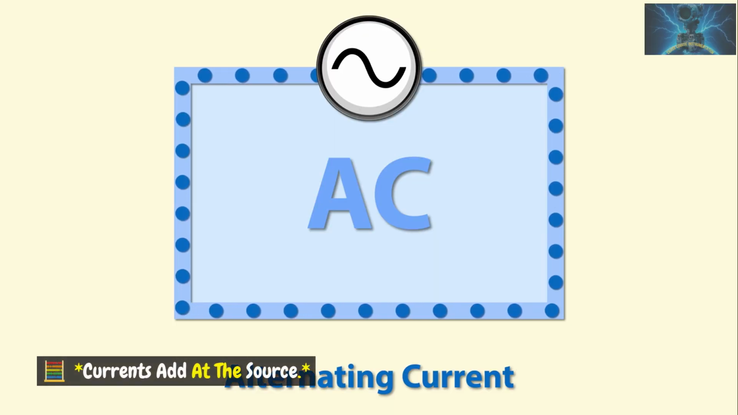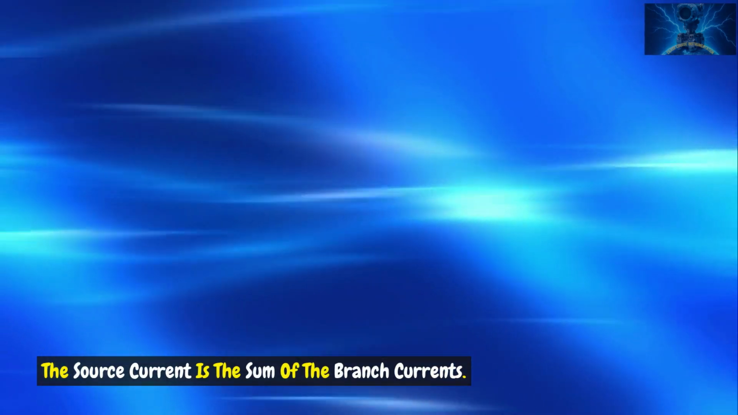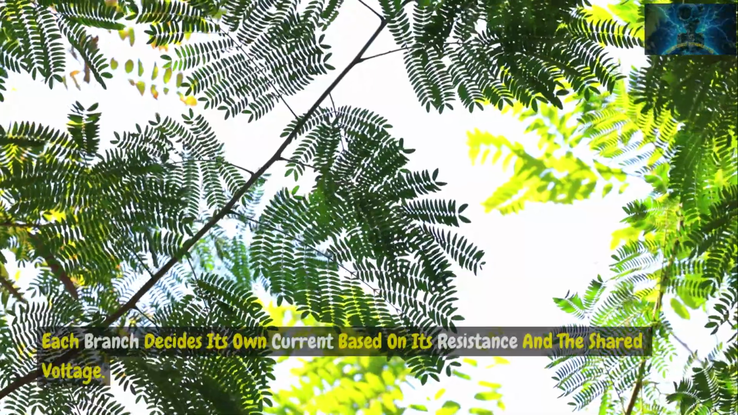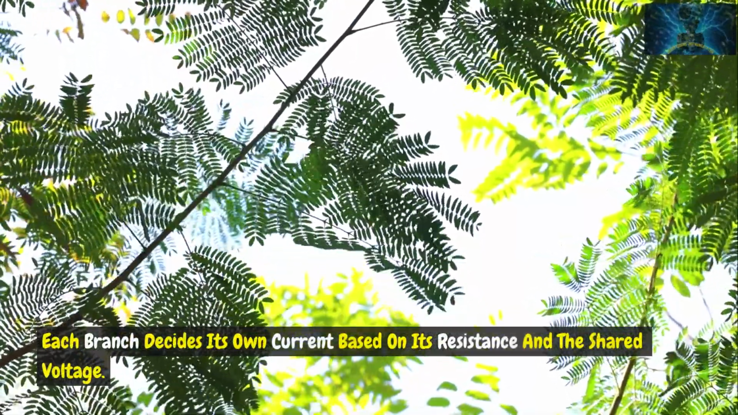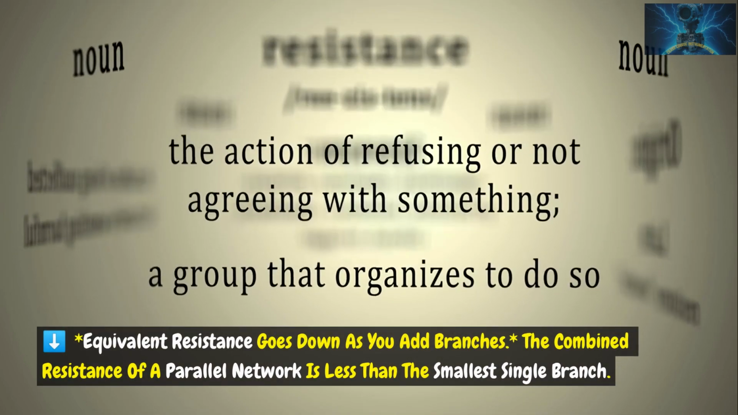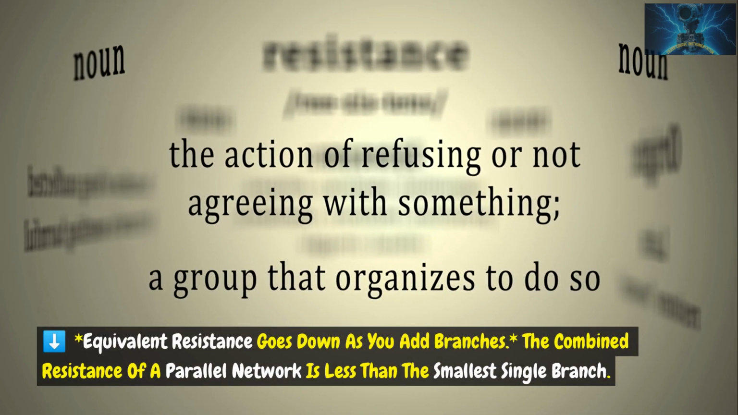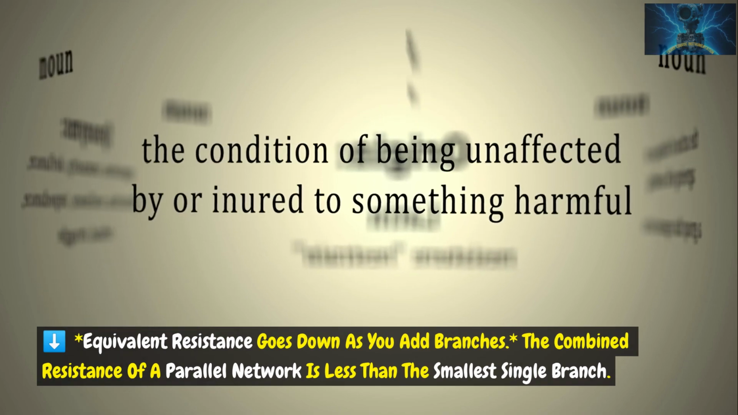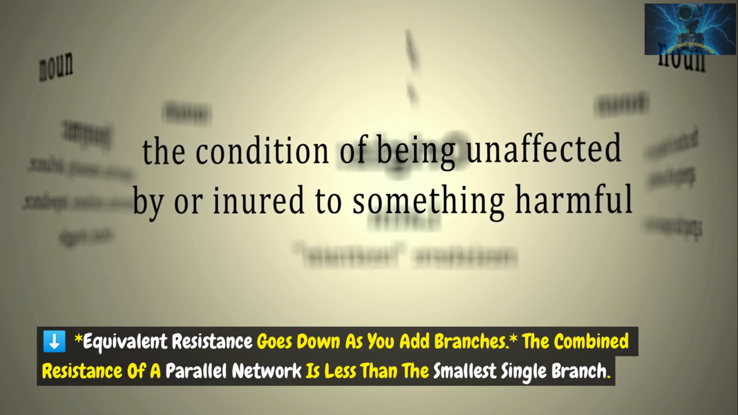Currents add at the source. The source current is the sum of the branch currents. Each branch decides its own current based on its resistance and the shared voltage. Equivalent resistance goes down as you add branches. The combined resistance of a parallel network is less than the smallest single branch.